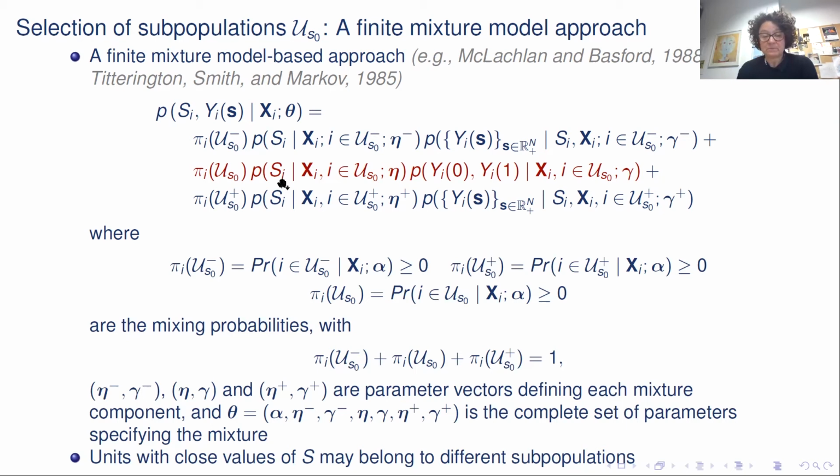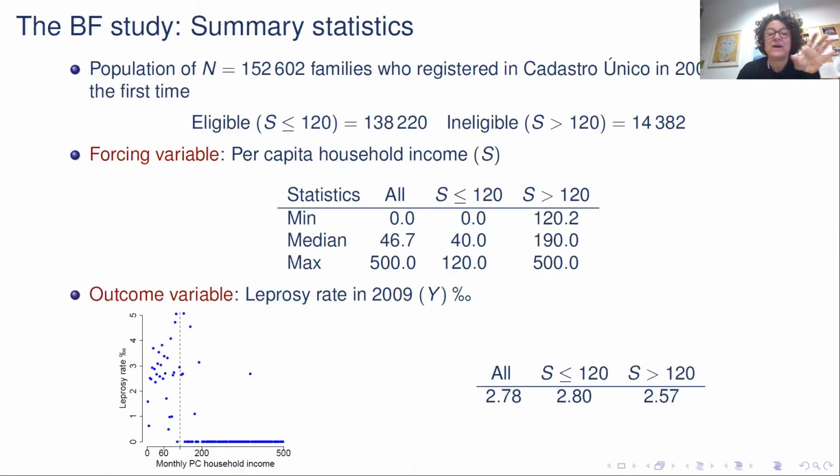And essentially, the idea is that depending on the configuration of both the forcing variable and the covariates, units with values of the forcing variable that are close to each other and also close to the cutoff point may belong to different subpopulations. So not all units that are very close to the cutoff point are necessarily chosen to belong to US0.